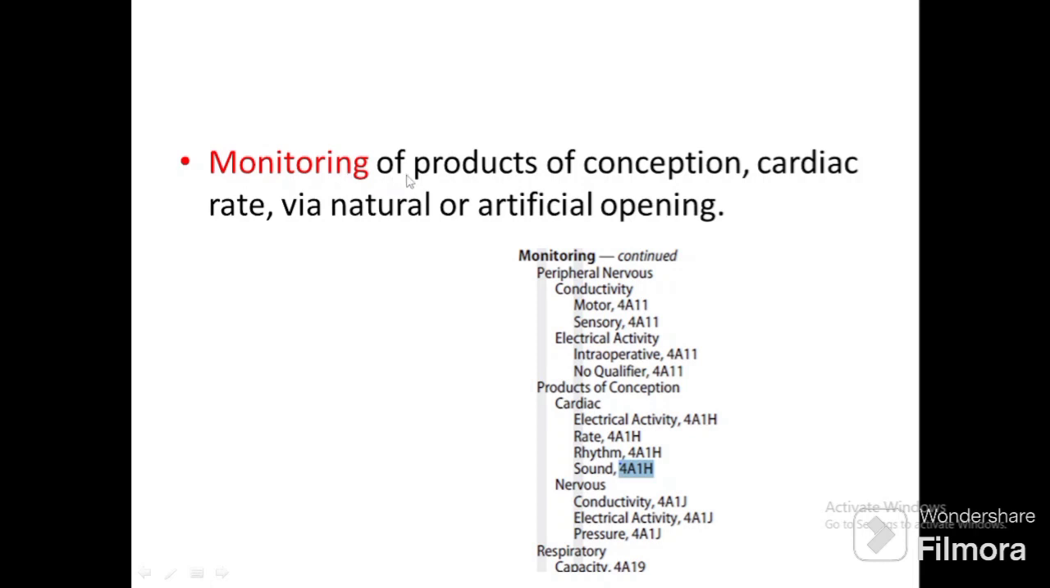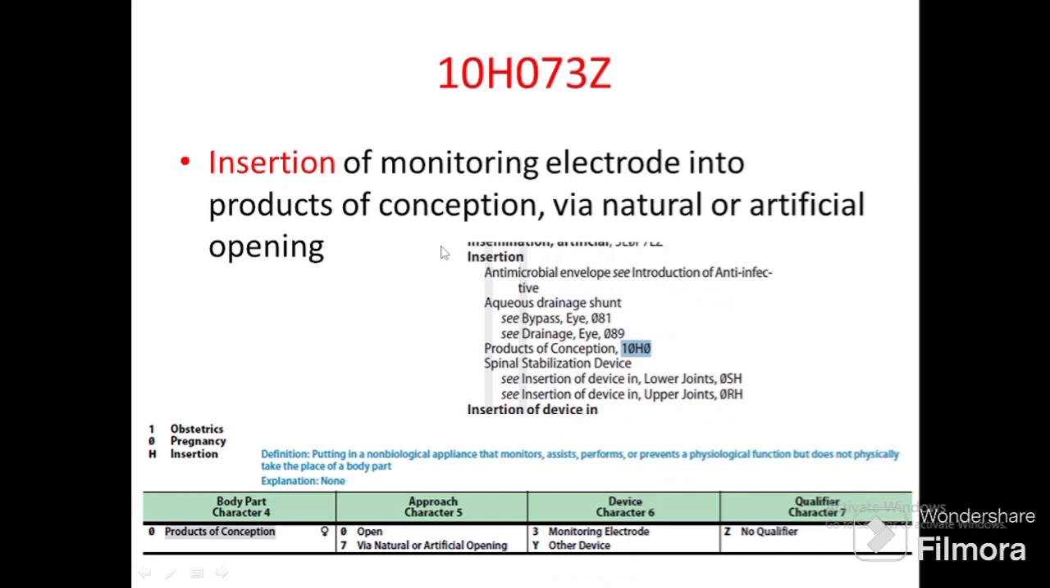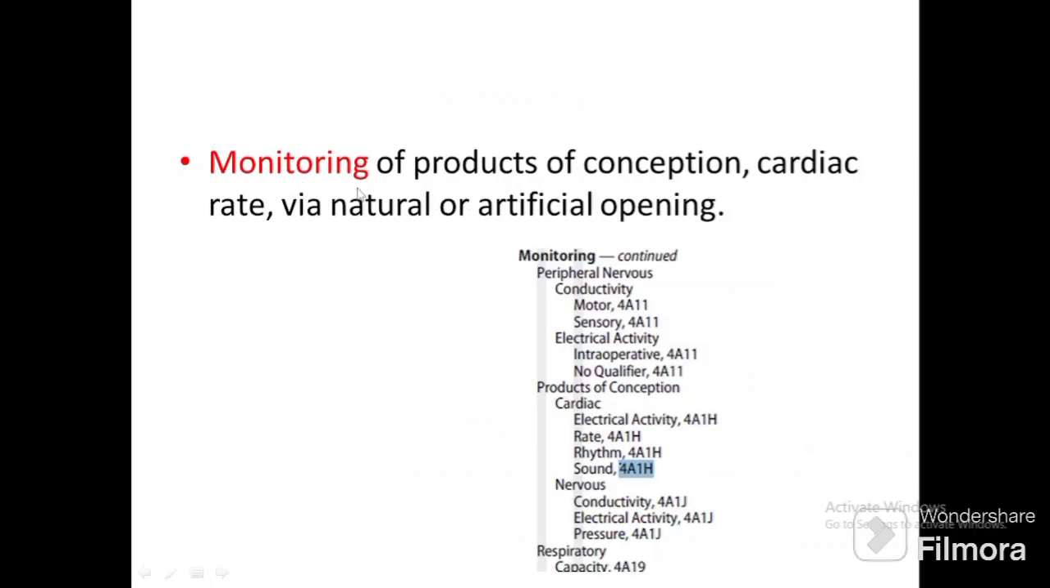Next, monitoring of products of conception. So in this previous code, we coded for insertion of this electrode, and monitoring by using that electrode is coded by using the root operation monitoring. So under monitoring, we are monitoring here the products of conception. So under monitoring, we should search for products of conception. So under products of conception, the fetal heart rate was monitored.